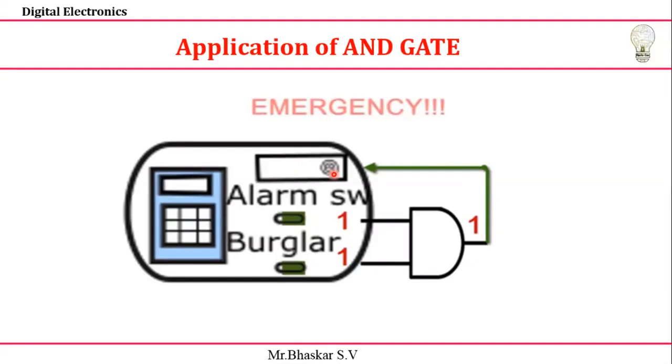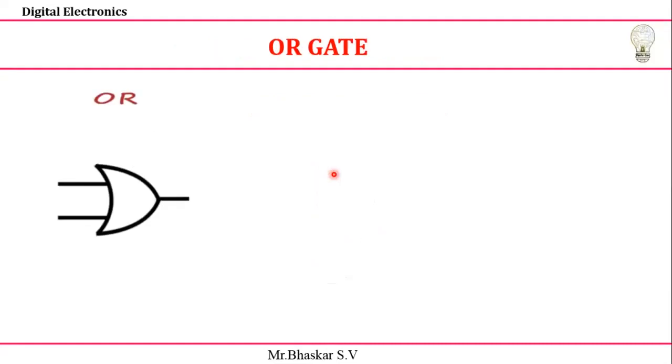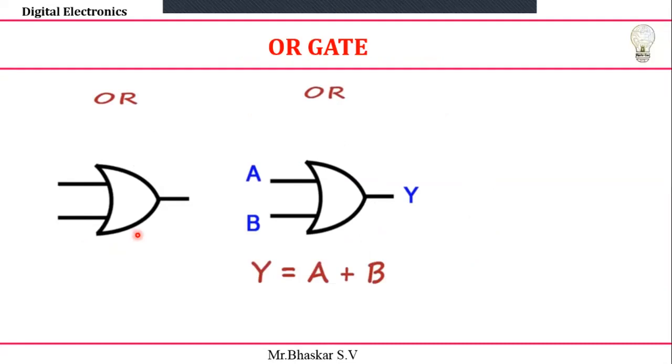Let's take an OR gate. What is the use of the OR gate? Let's see. This is the symbol of my OR gate, and here the Boolean expression is y = a + b. Just as the AND gate is like dot product multiplication, this is like addition. So a + b, this is an OR gate.